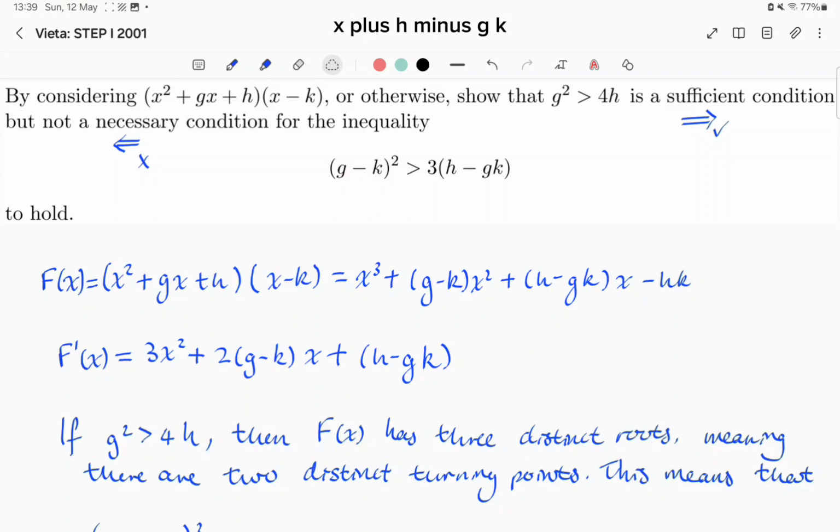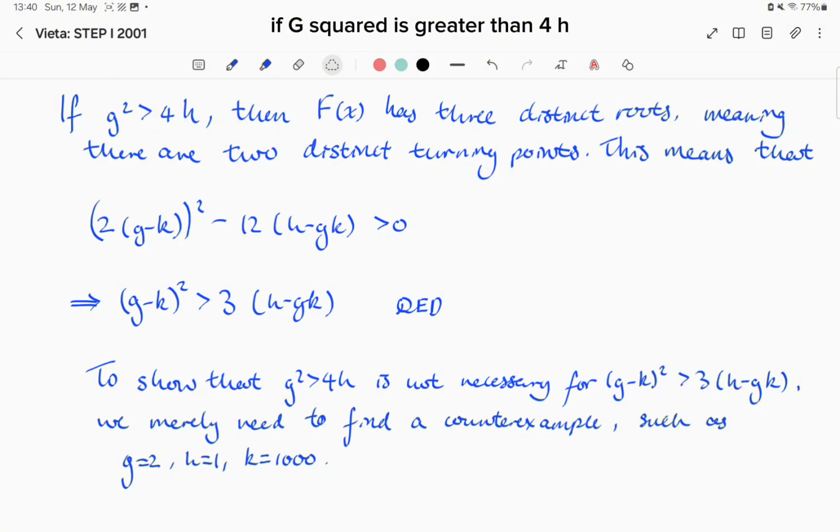If g squared is greater than 4h, then capital F of x has 3 distinct roots, meaning there are 2 distinct turning points. This means that (2(g minus k)) all squared minus 12 of (h minus gk) must be greater than 0, and therefore (g minus k) all squared is greater than 3 of (h minus gk), as required.